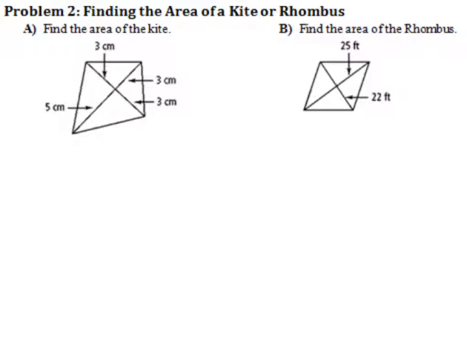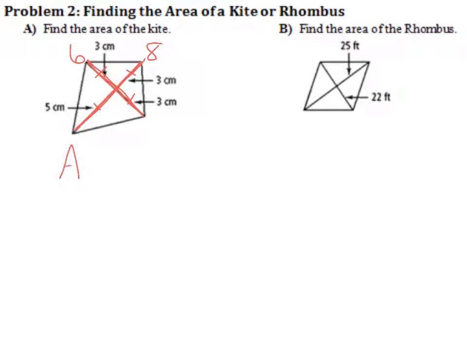For our first example, we're finding the area of this kite here. We are given all of the parts to our diagonal. So if I want to find the whole diagonal, this one right here, I've got 3 on the top, 3 on the bottom, giving me a length of 6. For this other diagonal here, I've got a length of 5 and 3, giving me a length of 8.